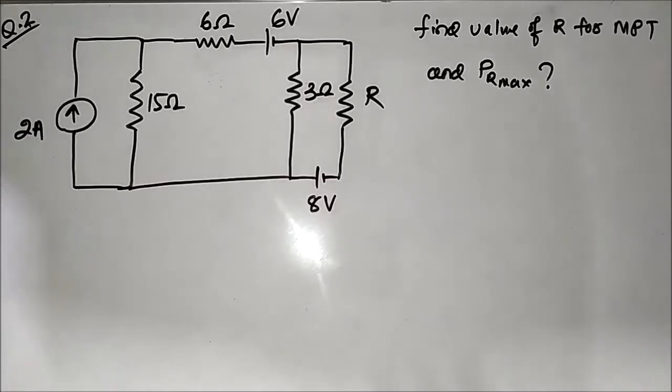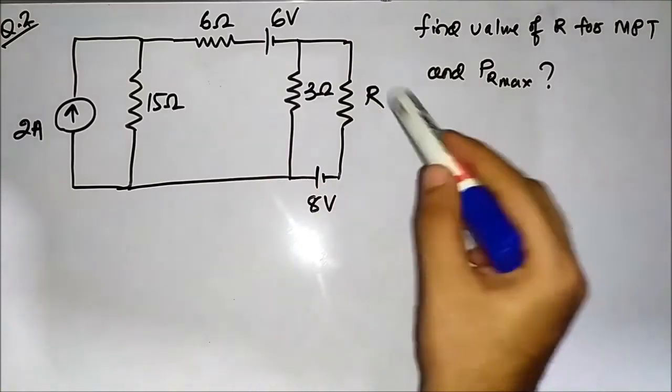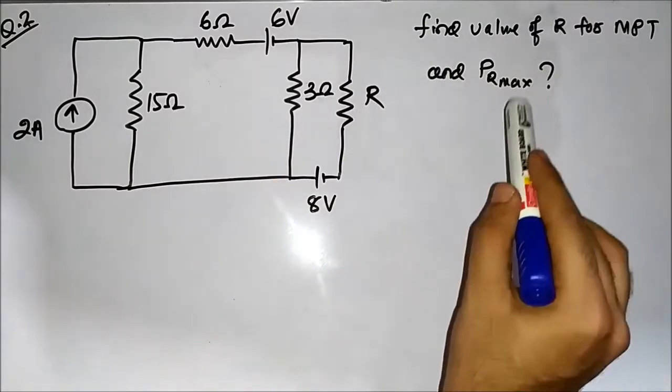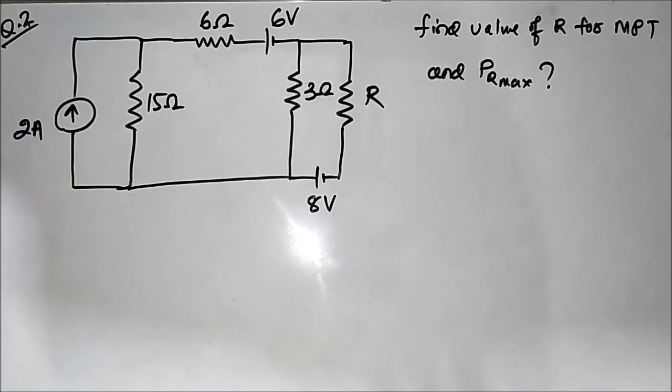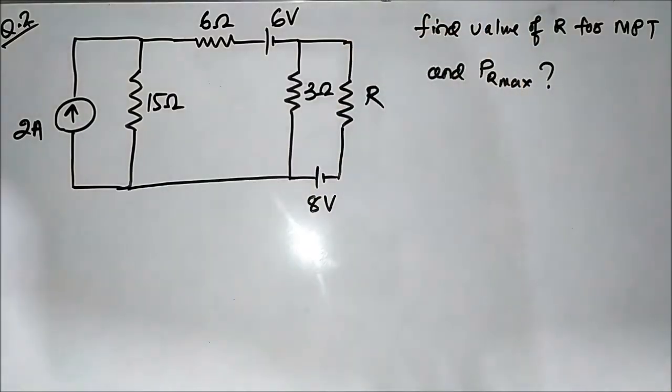Hello friends, so this is the second question related to maximum power transfer theorem. This is the circuit here and we have to find the value of R for which maximum power transfer will take place and also the value of that maximum power. Again, the first step is to find the Thevenin equivalent circuit across this unknown resistor R by open circuiting these two terminals.